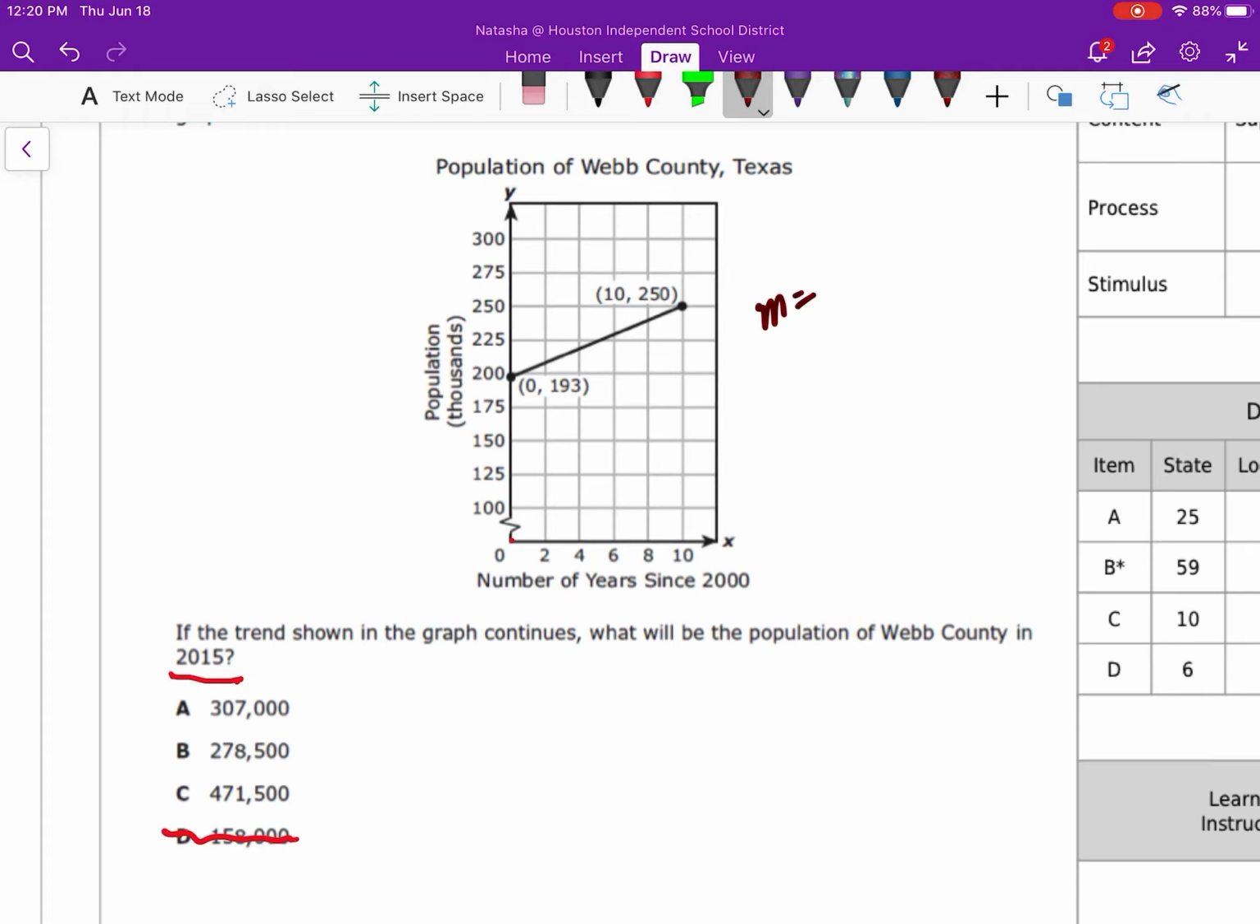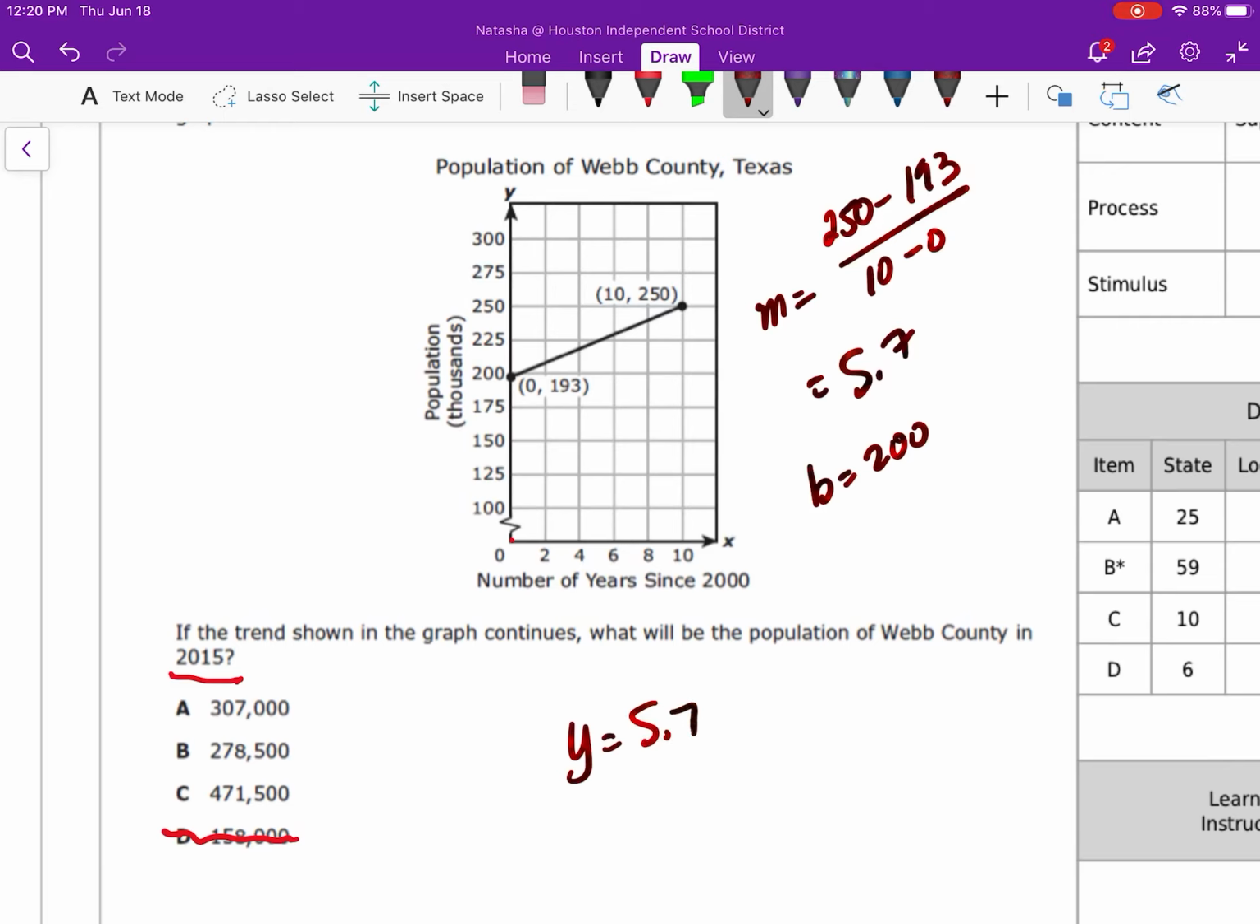I need to find my slope. So my slope is going to be equal to 250 minus 193 over 10 minus 0. 250 minus 193 divided by 10 is going to give me a slope of 5.7. And I have a y-intercept of 200. So my equation would be y is equal to 5.7x plus 200.